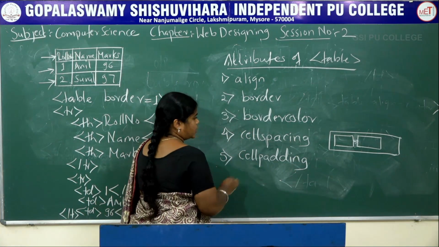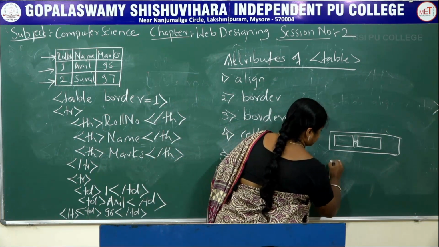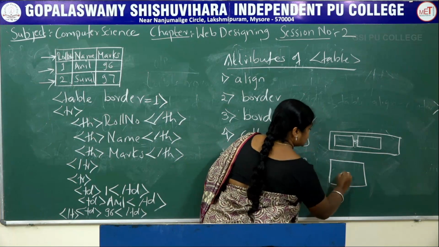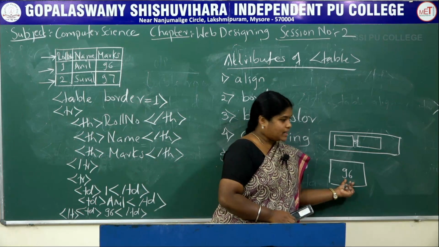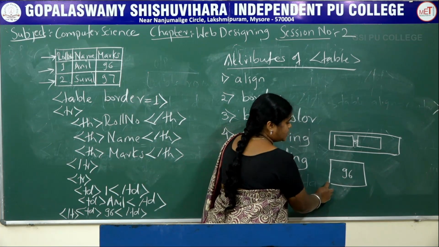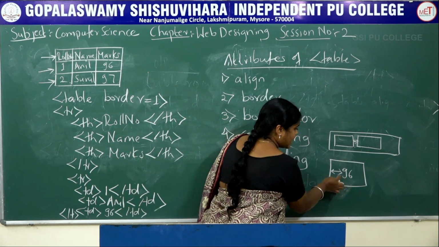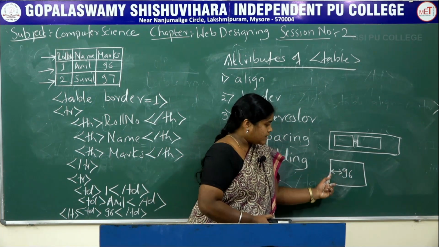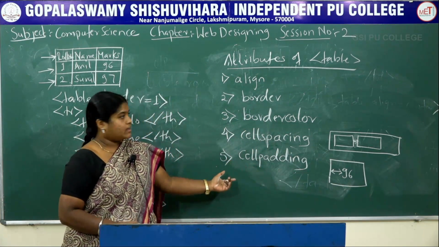This is the fifth attribute. Now what is the use of cell padding? Cell padding specifies what should be the distance between the content and the cell border. Suppose I say 96. 96 is the data within this particular cell and this is the border of the cell. So what should be the distance between the data and the cell? This is controlled using the attribute cell padding.